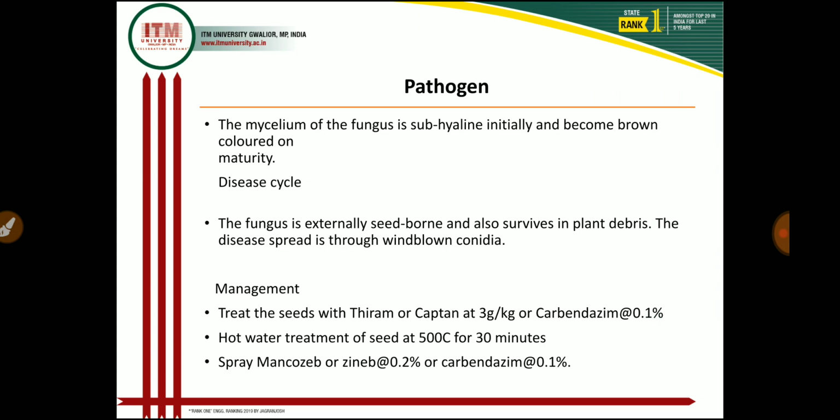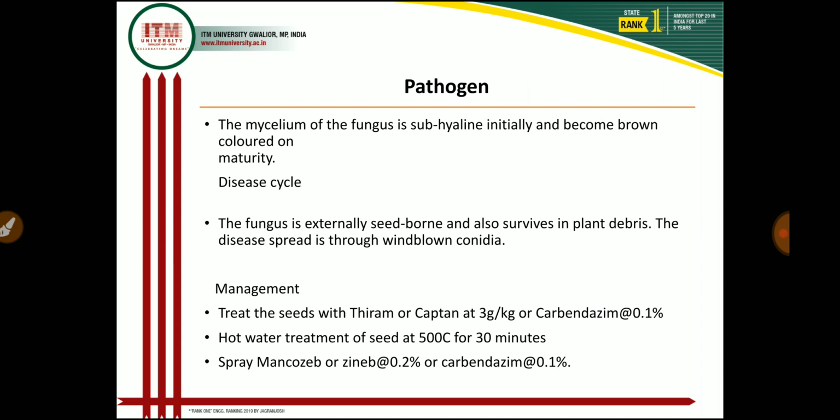Then in pathogen characteristics, the mycelium of the Alternaria fungus is subhyaline initially, and later on brown in color at the time of maturity. The conidiophores are stout, erect, rigid, unbranched, septate, and arise singly or in a cluster. The conidia are 3 to 11 celled with irregular shape, light brown in color with a long beak.